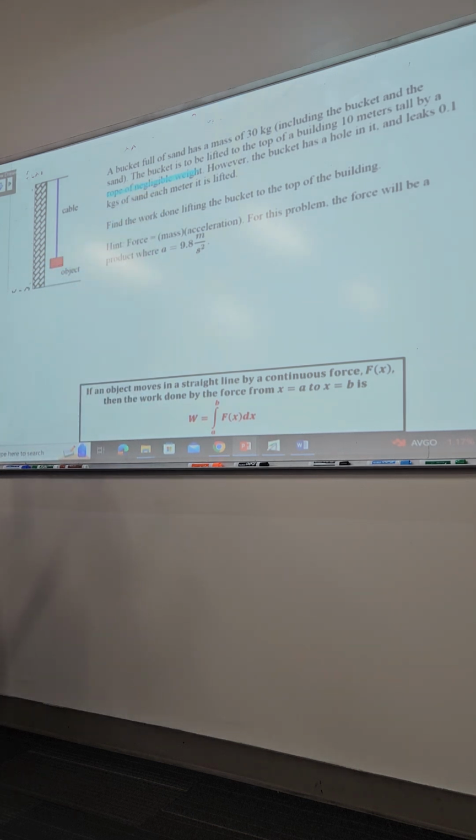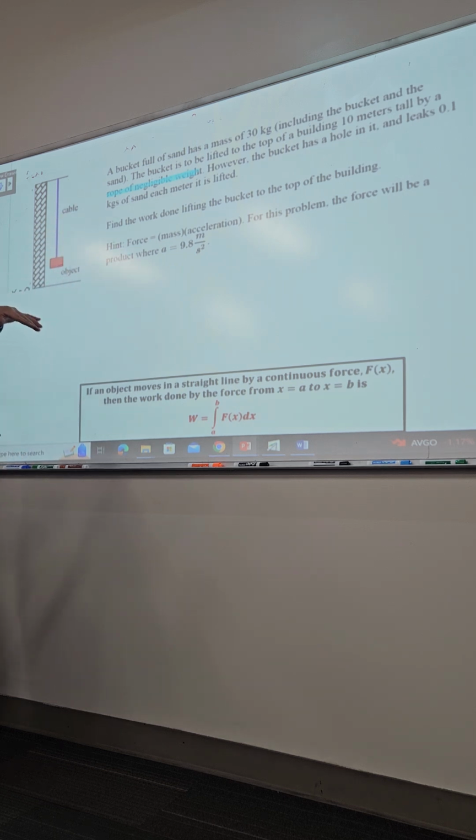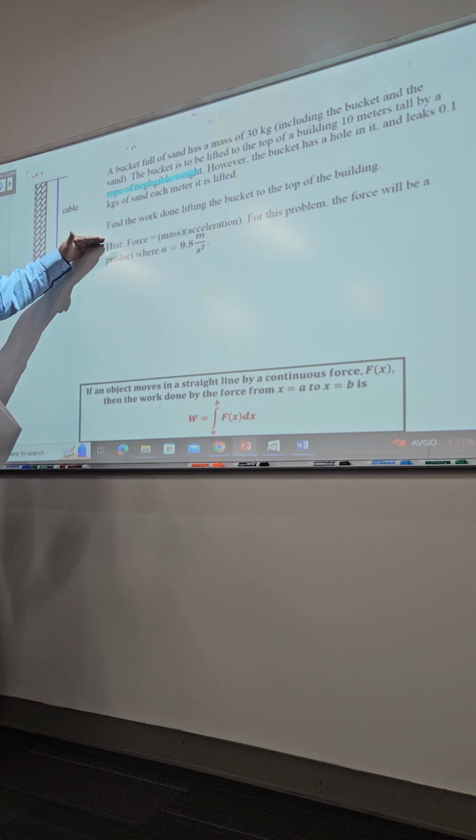The bucket is to be lifted up to the top of the building 10 meters tall by a rope of negligible weight, which means the weight is so negligible we don't even count it in the calculation like we did in the last one. However, the bucket has a hole in it and it leaks 0.1 kilograms of sand each meter it's lifted. So every time we lift it 1 meter, we're losing 0.1 kilograms of that sand. Find the work done lifting the bucket to the top of the building.